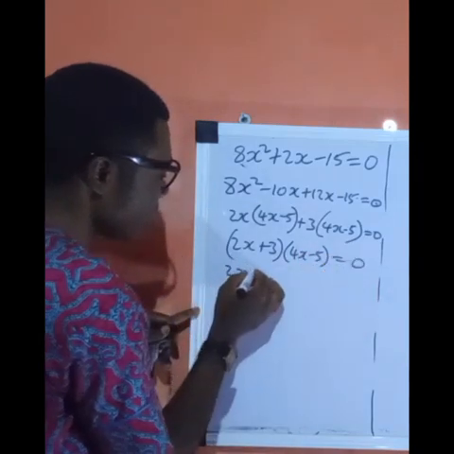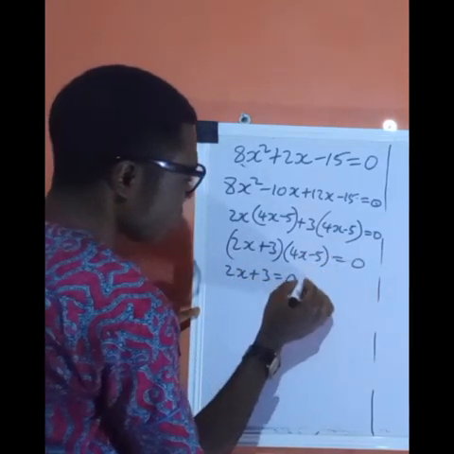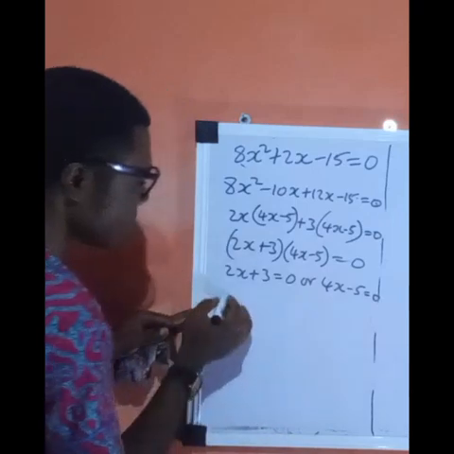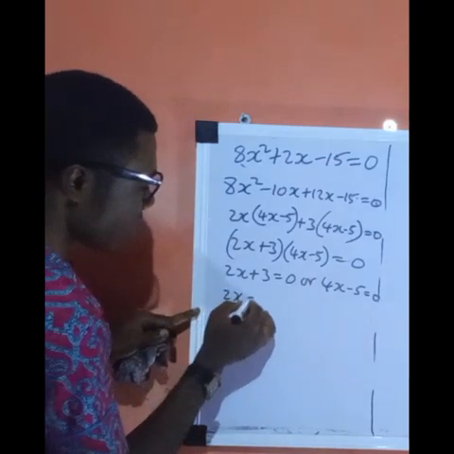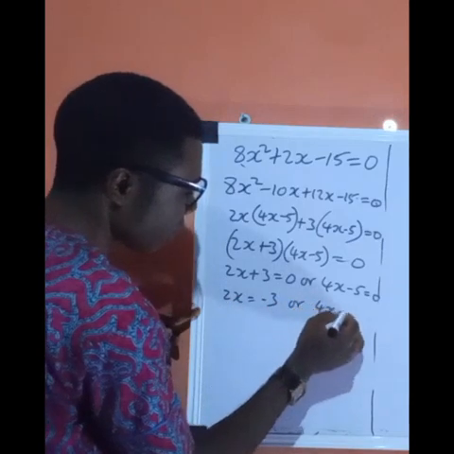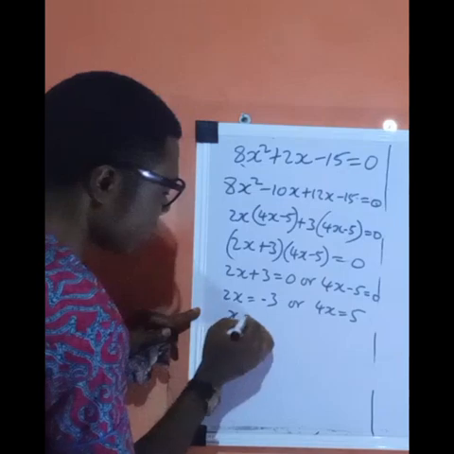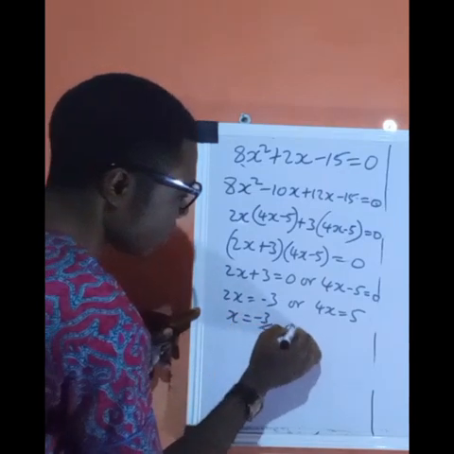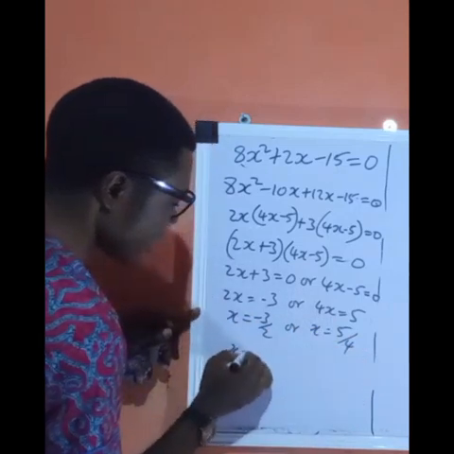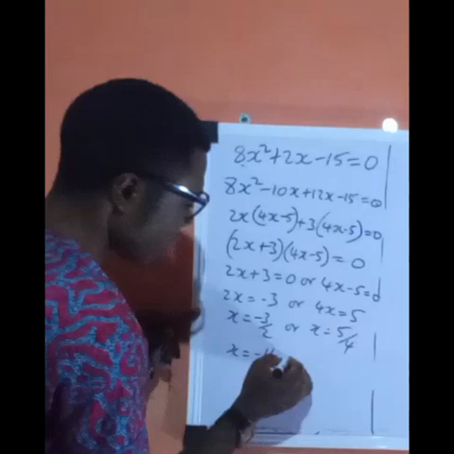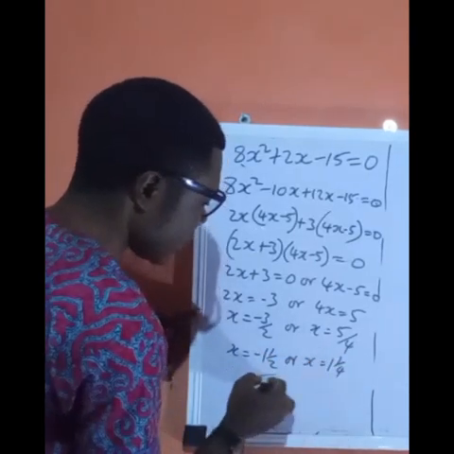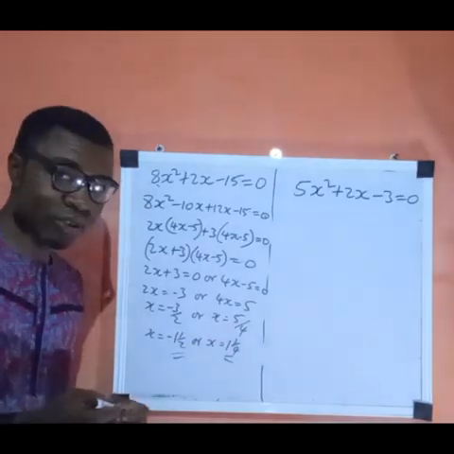We know that 2x plus 3 equals 0, or 4x minus 5 equals 0. 2x equals minus 3, or 4x equals 5. x is minus 3 over 2, or x here is 5 over 4. x is minus 1.5, or x equals 1 whole number 1 over 4. And that is it. Factorization is not difficult.